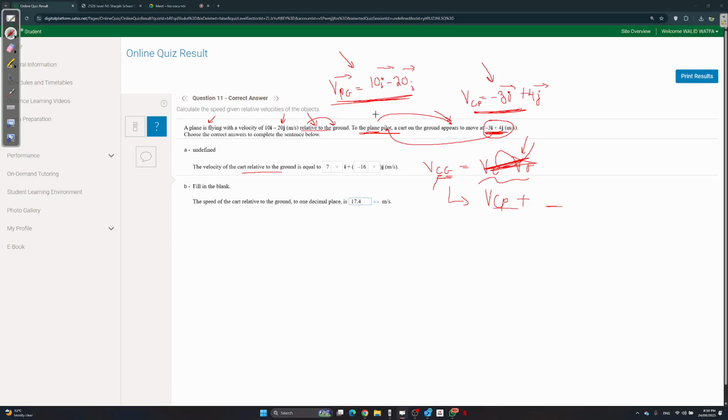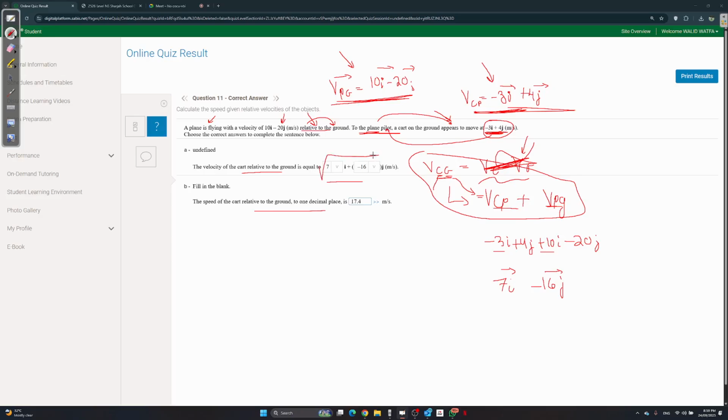And which vector ends with G? VPG. Yeah? Anyway, so VCG is equal to VCP plus VPG. What's VCP? Negative 3i plus 4j. What's VPG? 10i minus 20j. Okay, so negative 3i plus 10i is 7i. 4j minus 20j is negative 16j. Not hard. This is the hardest part, literally just writing it down is the hard part. Speed, magnitude, I won't waste my time.